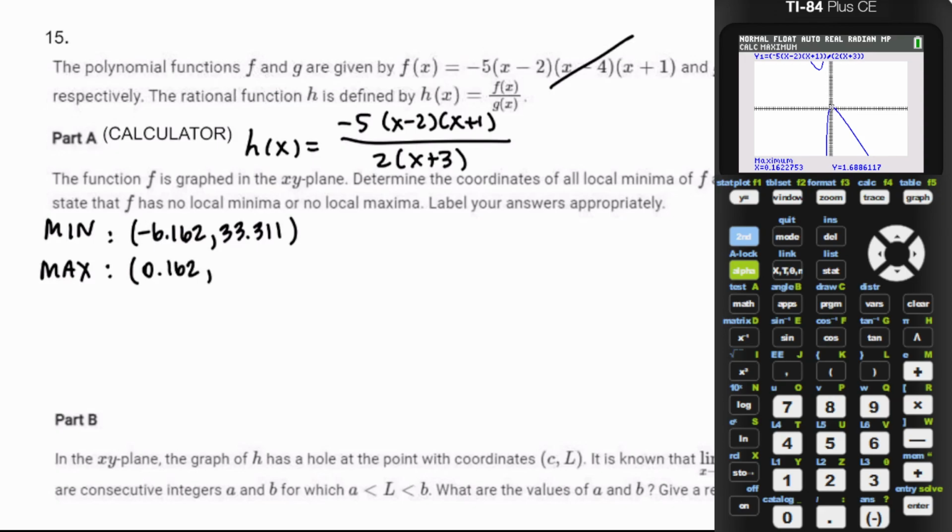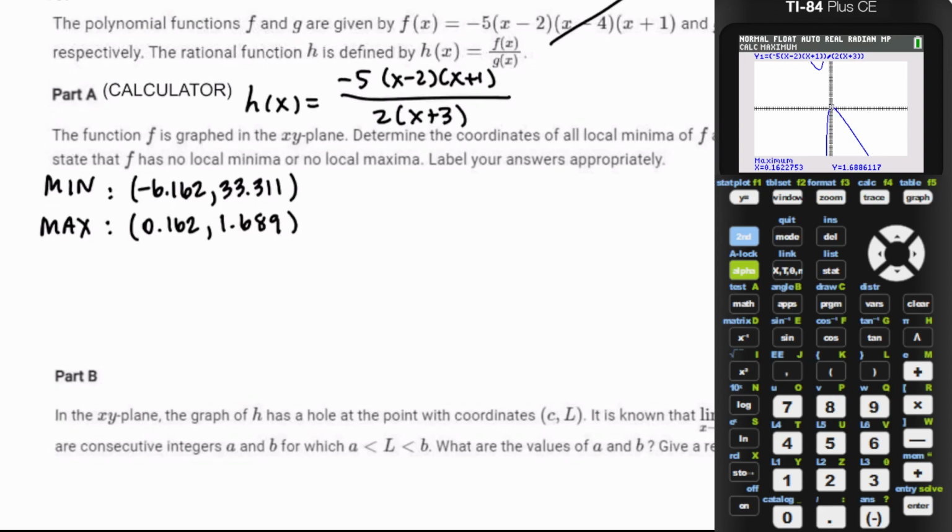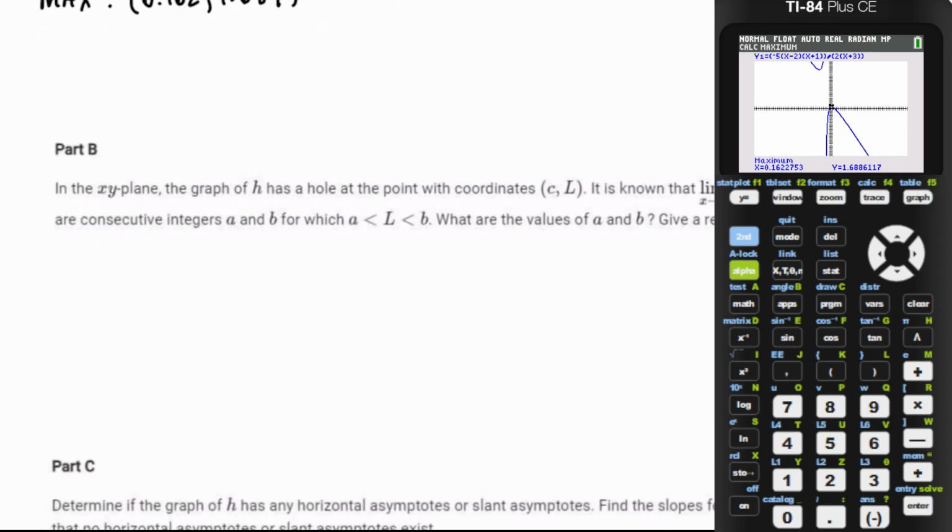and 1.689, or 1.688 if you would prefer to just truncate. All right, and that was calculator. I think that's all of the calculator we'll need.